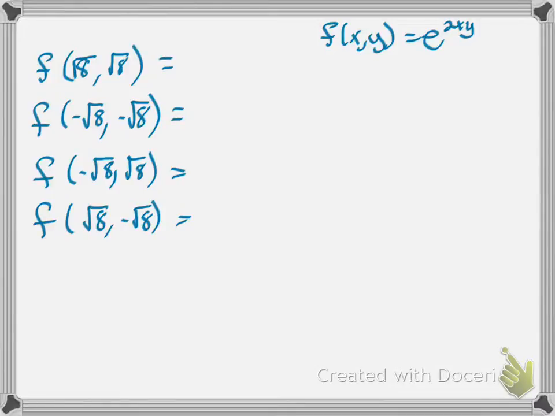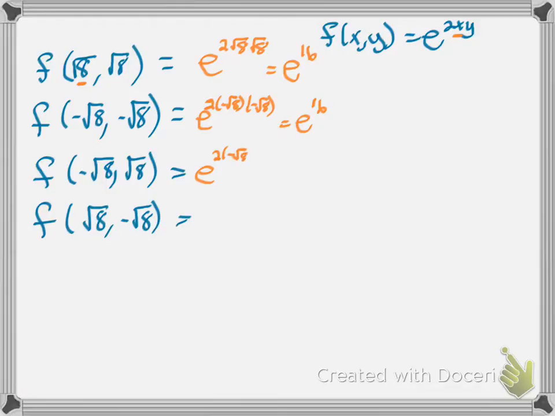I'll go ahead and do that. Everywhere I see an x and a y, I'm going to replace it, in this case, with the square root of 8. Now I have e to the 2 times the square root of 8 times the square root of 8, which became e to the 16. For the next one, I would get e to the 2 times negative square root of 8 times negative square root of 8. The negatives would cancel, and I would get e to the 16. For the next one, I would get e to the 2 times negative square root of 8 times the positive square root of 8. So the negatives don't cancel, and I got e to the negative 16. And the same thing for that fourth one, I got e to the negative 16.